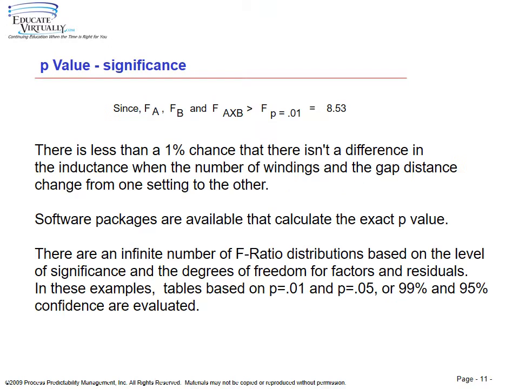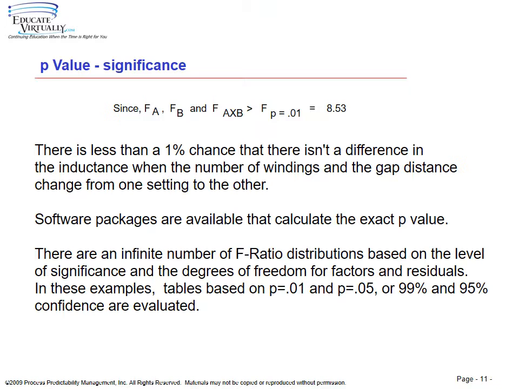We use the p-value significance to help us understand if the factors, when they change between levels, are guilty beyond a shadow of a doubt. In this case, we use table values associated with a level of significance of 0.01 or 99% confidence. It's telling us that there's less than 1% chance that there isn't a difference in the inductance values when the number of windings or the gap distance changed.